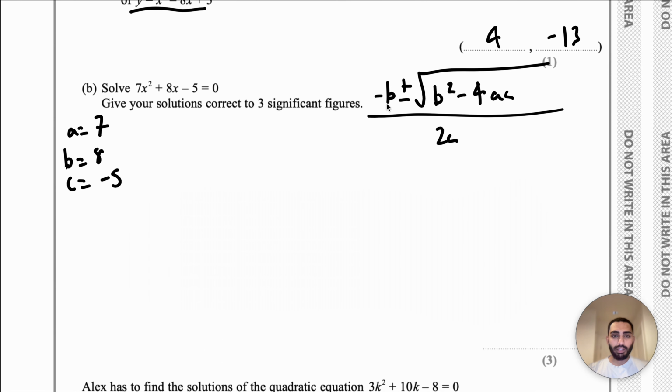So first we've got minus b, so it's minus 8, plus or minus the square root of b squared, which is 8 squared, minus 4 lots of a, which is 7, and c, which is negative 5, all over 2a.